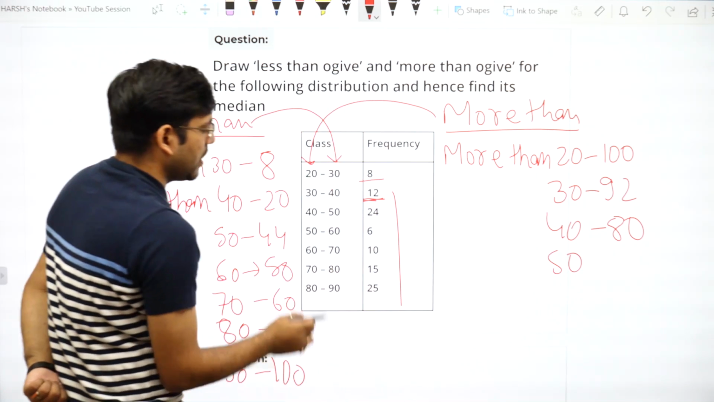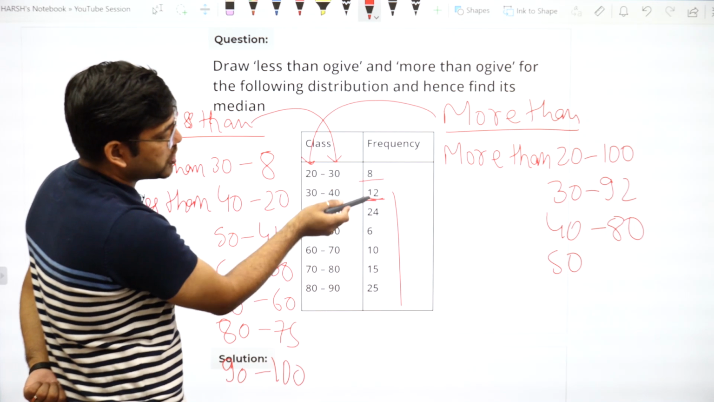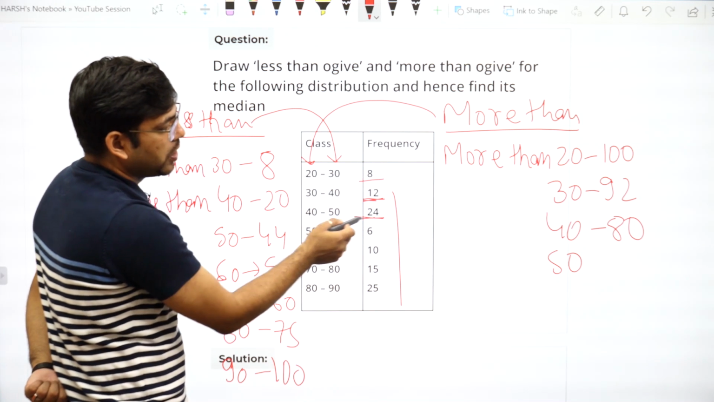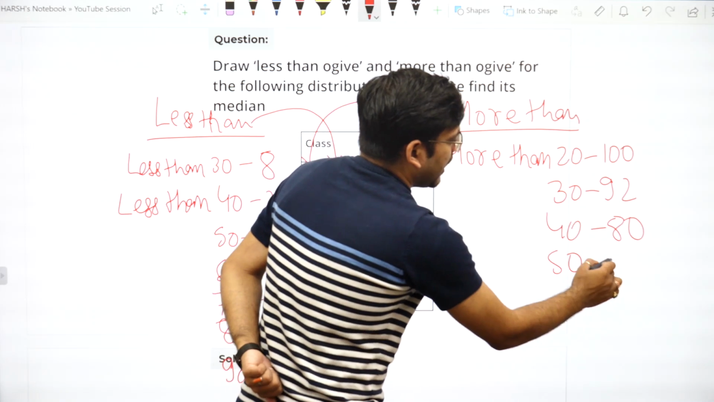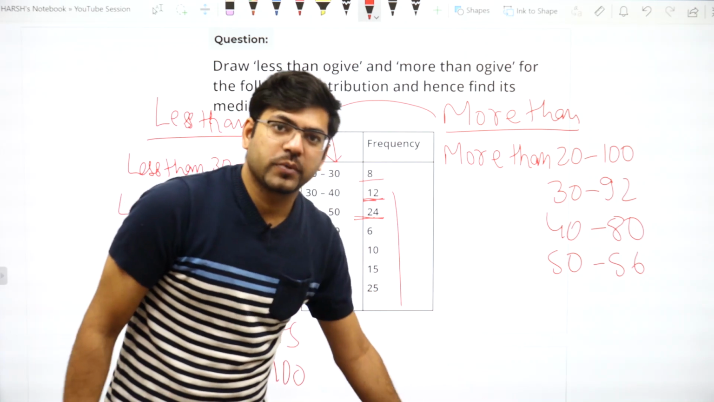Now, more than 50. If you write more than 50, then all the values except these 3. So we have already subtracted these 2. Now we will subtract this 24. If I subtract this 24, I'll be getting 56. And then moving on to the next, like that, you'll be getting.